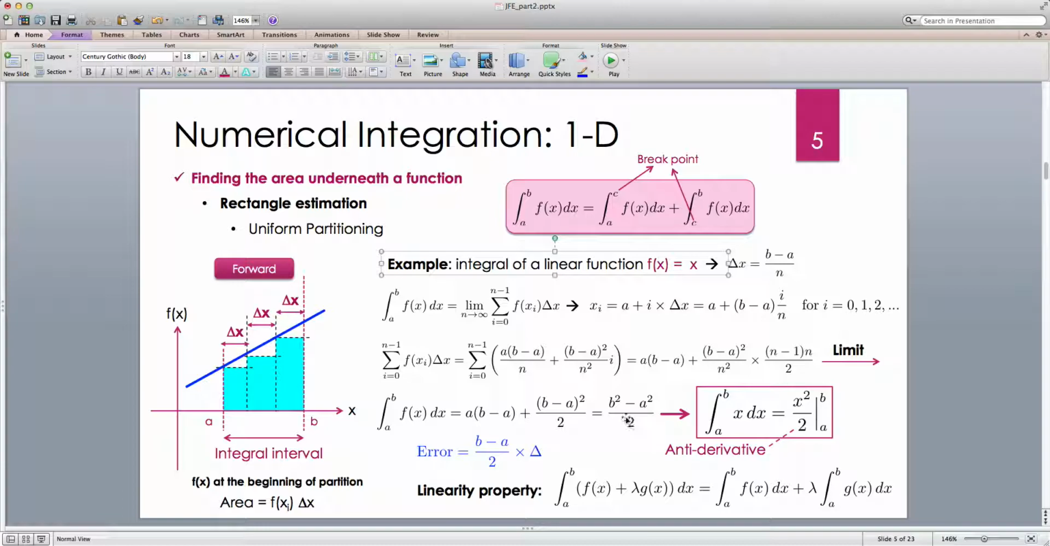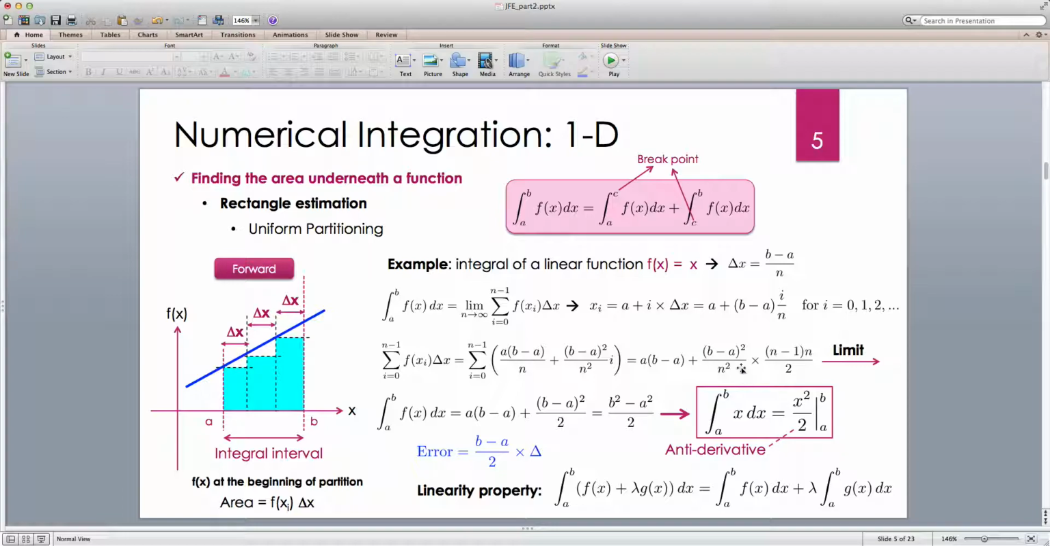So we end up with a constant term, a times (b minus a) plus (b minus a) squared over 2, plus a term that depends on n, which is our error term, (b minus a) squared over 2 times 1 over n, which we can also write this way: (b minus a) over 2 times delta, because delta is (b minus a) over n. All right.